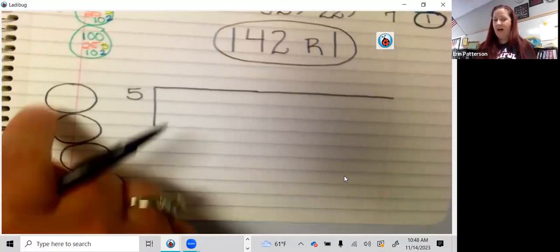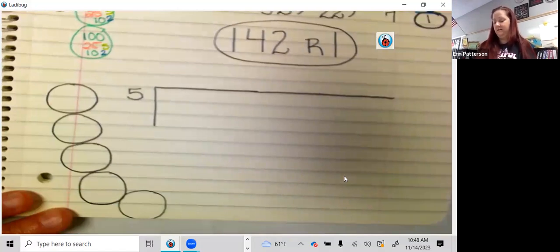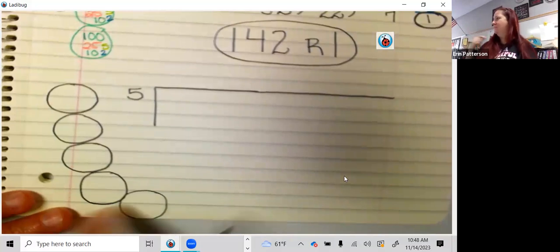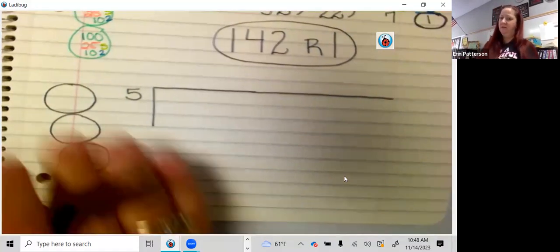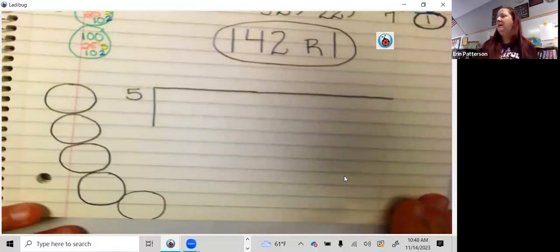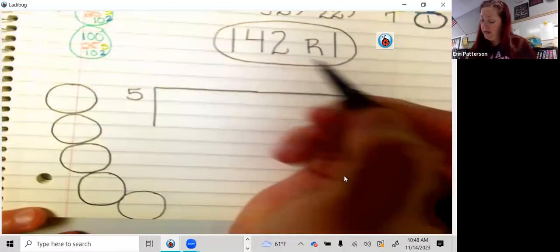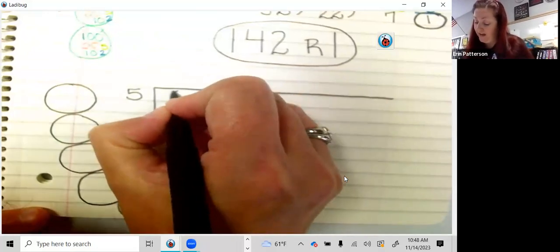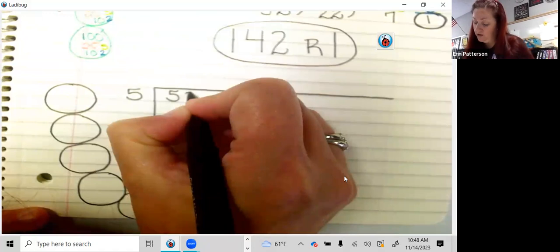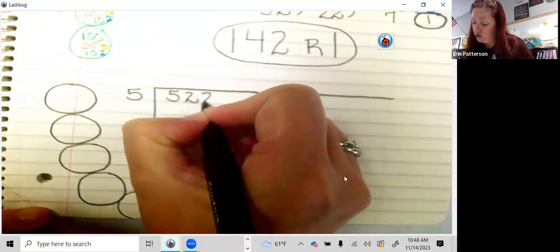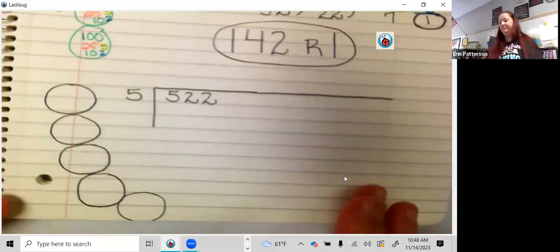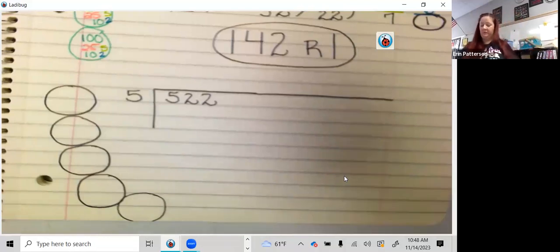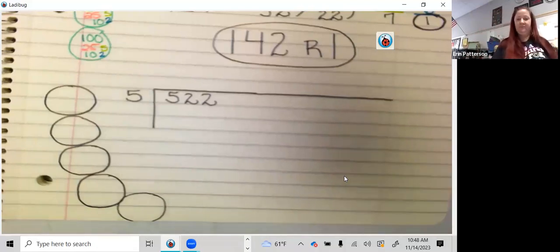So I've got 5 friends. I always like to do that because it reminds me what to multiply. That's just me. The picture helps Mrs. Patterson. Let's see. How many pieces of candy am I going to have? I'm going to do 522 pieces of candy.